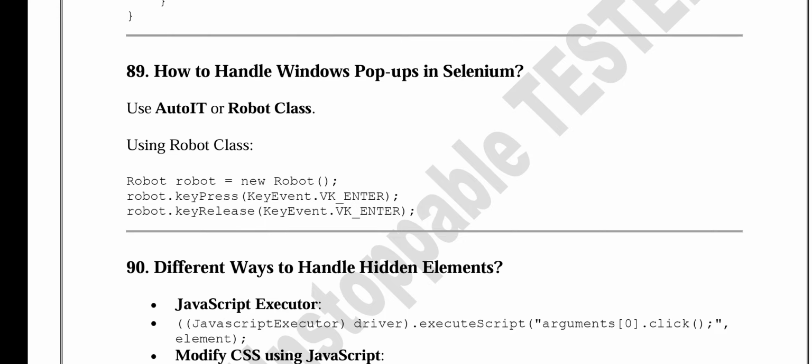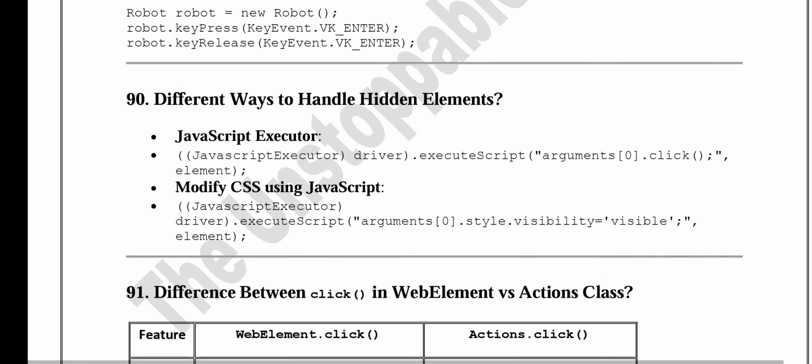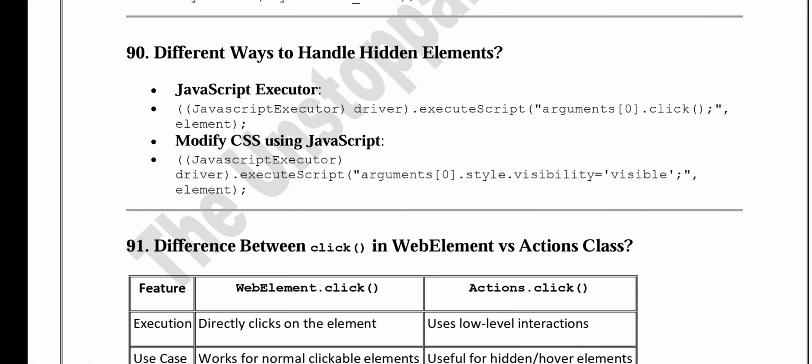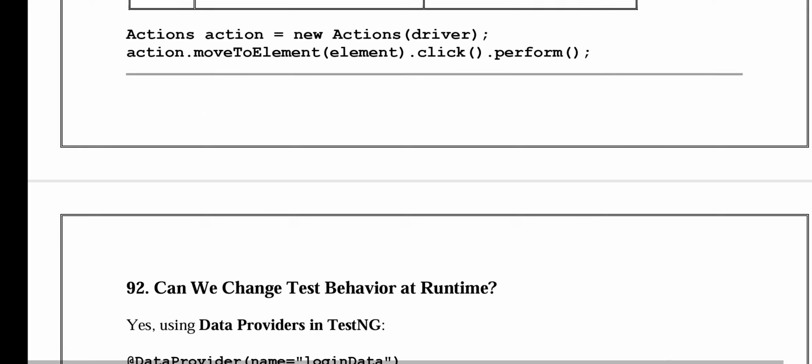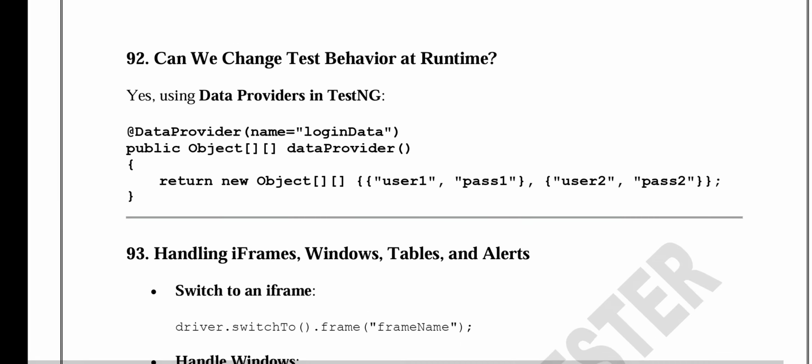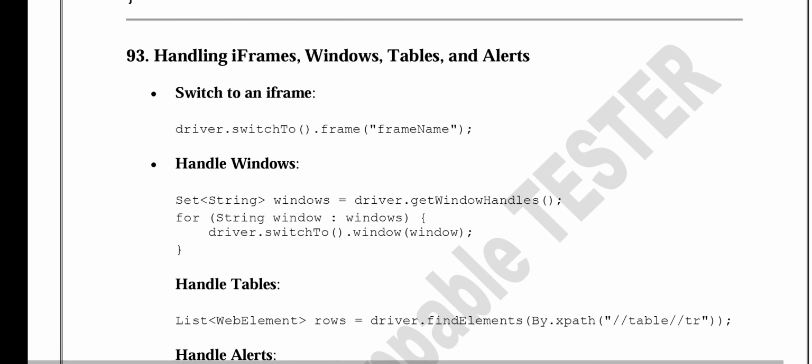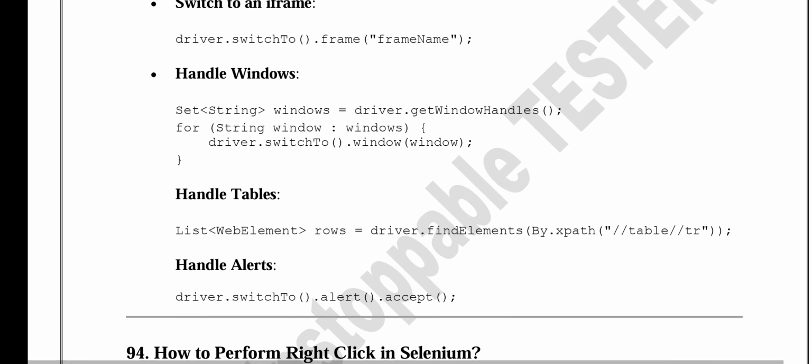How to handle Windows pop-ups in Selenium? What are the different ways to handle hidden elements? What's the difference between click in web element and actions class? Can we change the test behavior at runtime? How to handle frames, windows, tables and alerts?